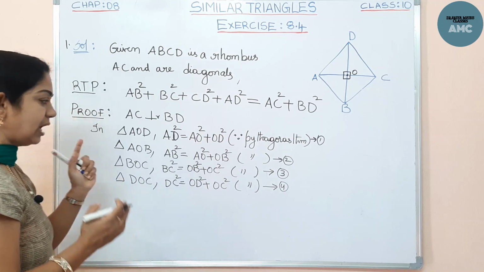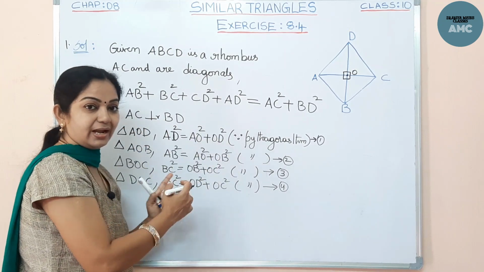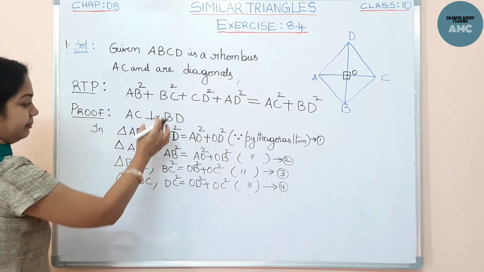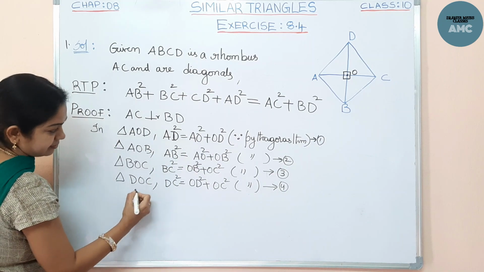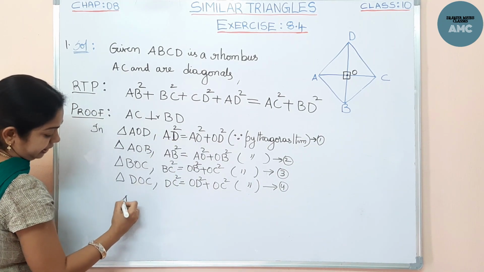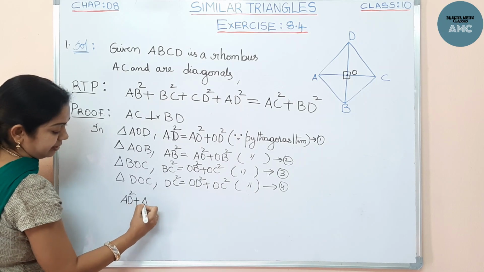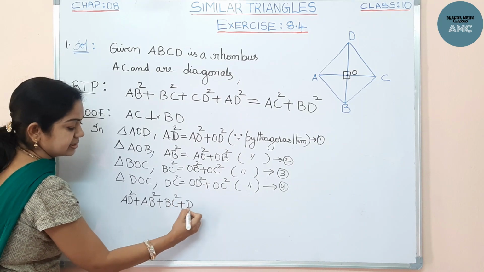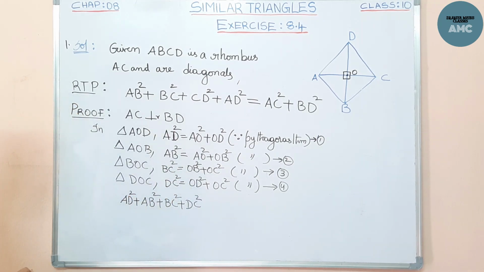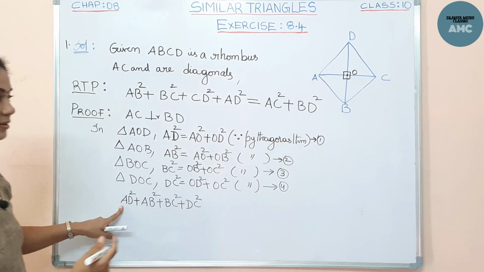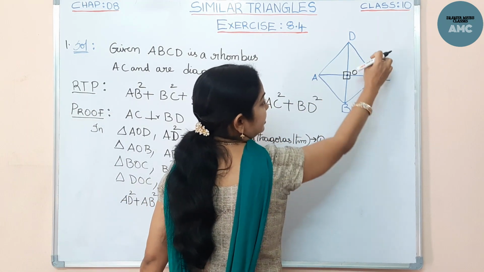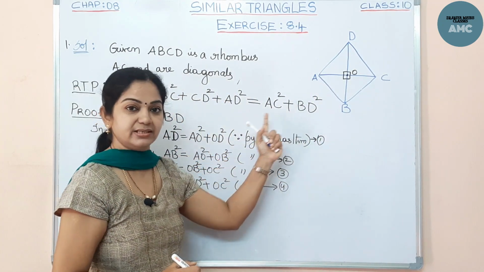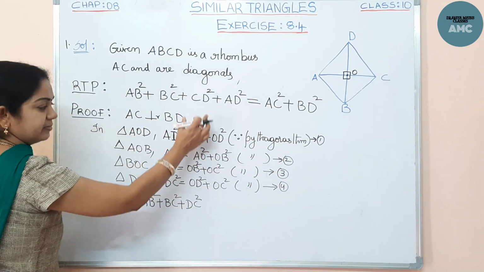Now what I'll do, I will be adding all the 4 equations. Adding equations means adding the right hand side and the left hand side parts. So let me add them here. This comes to AD square plus AB square plus BC square plus DC square. This is what we want here. This part we got it. Now we have to get the squares of the diagonals from the second part.